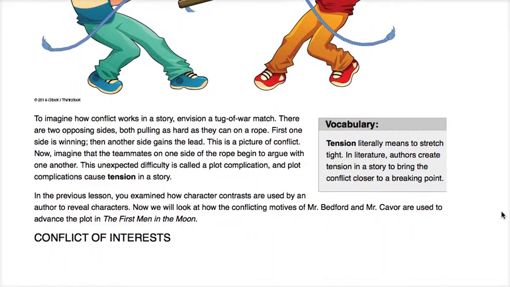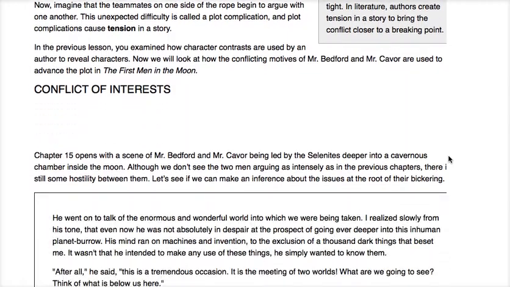In the previous lesson, you examined how character contrasts are used by an author to reveal characters. Now, we will look at how the conflicting motives of Mr. Bedford and Mr. Caver are used to advance the plot, to keep the plot going in The First Men in the Moon. Okay, so more vocab in the gray box. Tension literally means to stretch tight. In literature, authors create tension in a story to bring the conflict closer to a breaking point, to make the story more interesting.